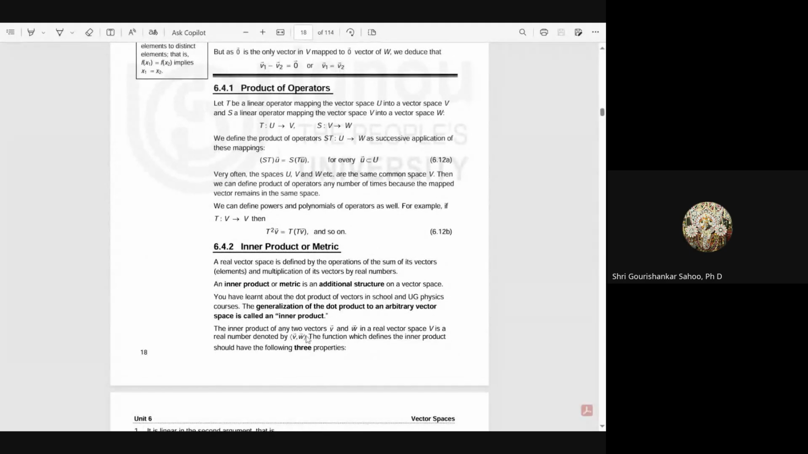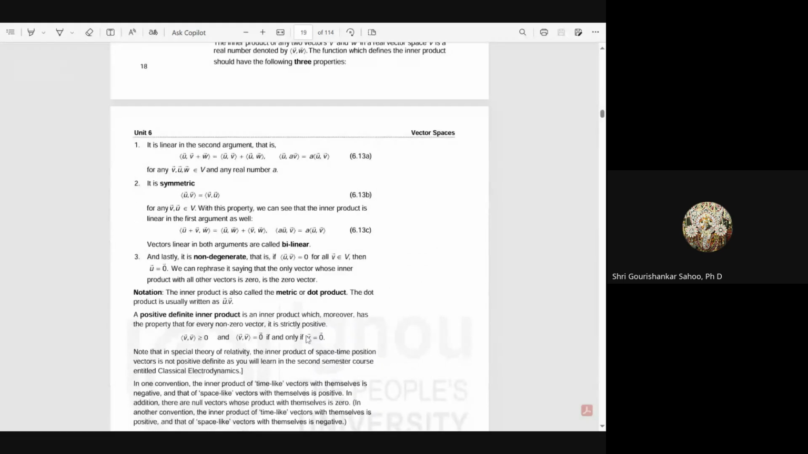Then product of operators, inner product or metric. So T squared of v vector is equal to T of T of v, and so on. And your inner product or metric is an additional structure on a vector space. The generalization of the dot product to an arbitrary vector space is called the inner product. So it has three properties: it is symmetric, non-degenerate, and it is linear in the second argument.